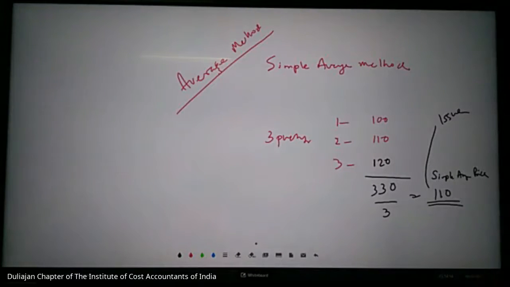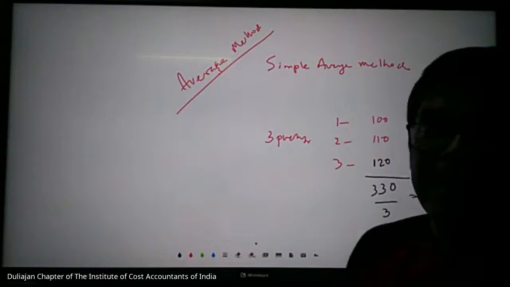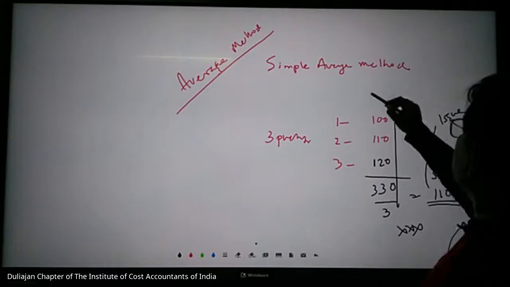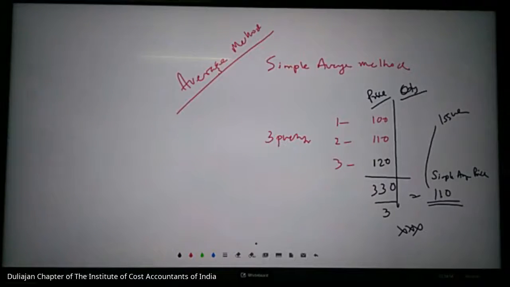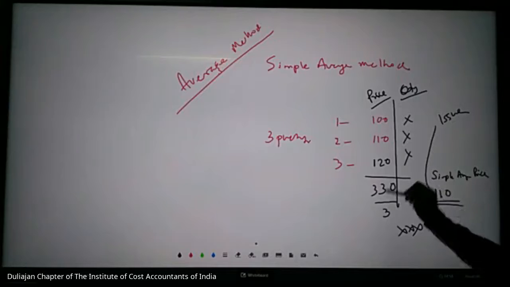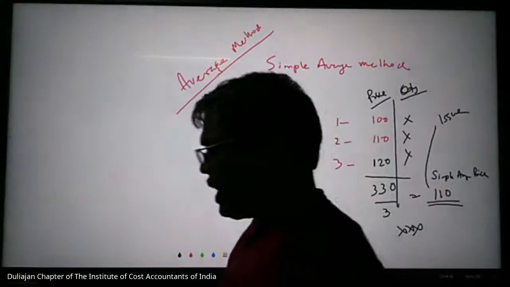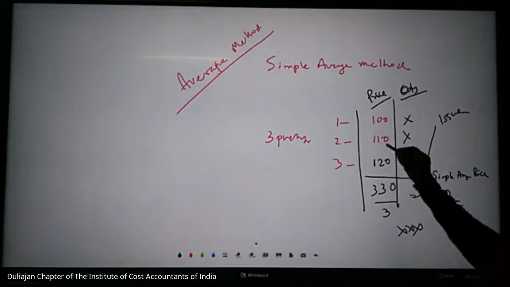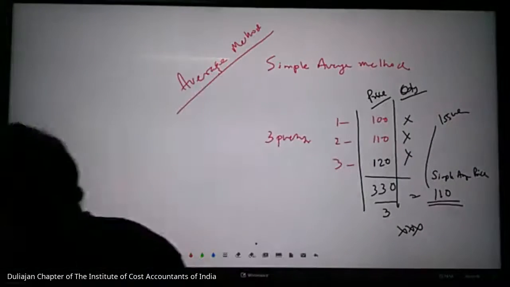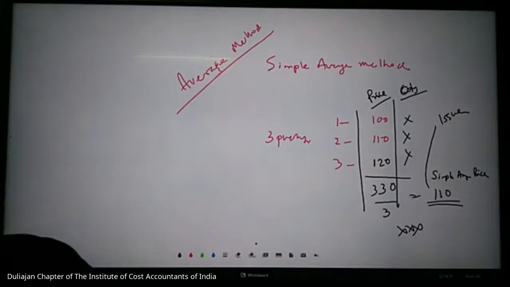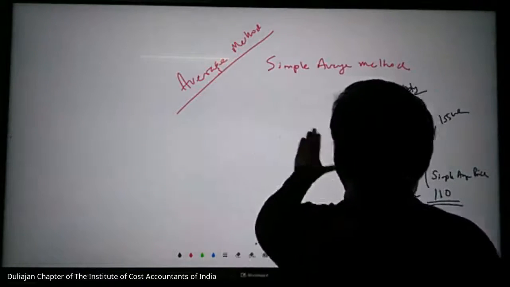This looks very simple, but there are some disadvantages. This is only the price aspect; the quantity aspect I am not taking into account. How much quantity I purchased I do not know, so this simple average method may not be correct. Only the number of buys I am taking for dividing the prices. Now to overcome this, there is another method, called the weighted average method. That is more appropriate.